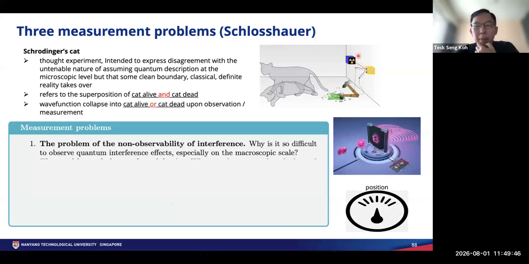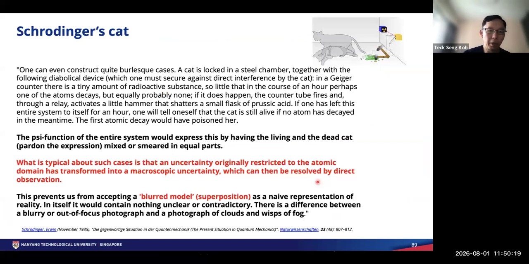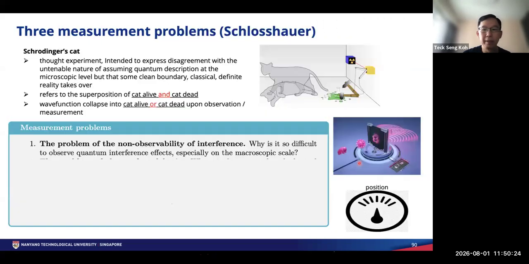And the problem is epitomized by Schrödinger's cat. It refers to the cat being dead and alive, but the collapse is into the cat being alive or dead upon observation. So this dead and alive, why is it so hard to observe interference? Because you have interference when you have a superposition. So that's the first problem. This is like the double slit experiment. Let me skip all the words.